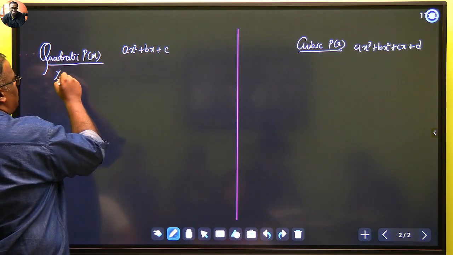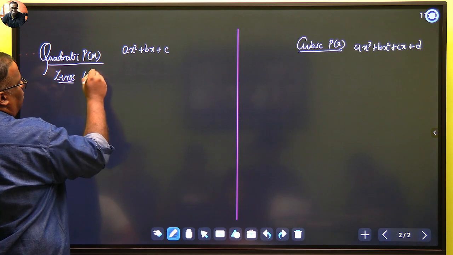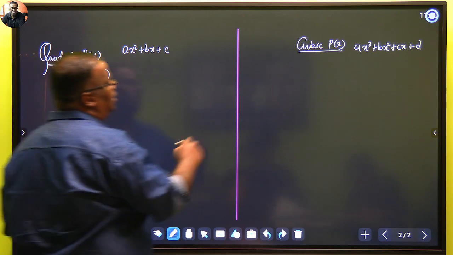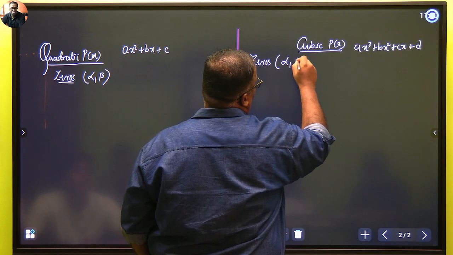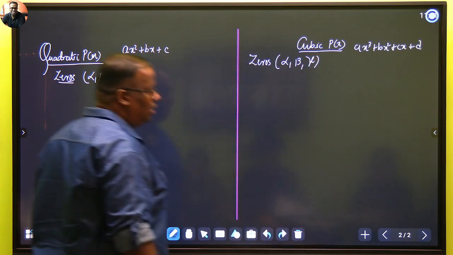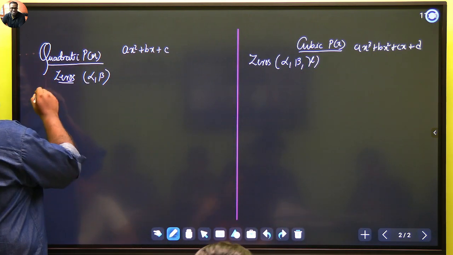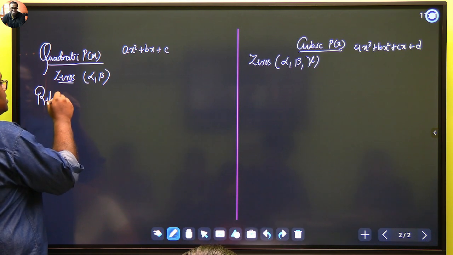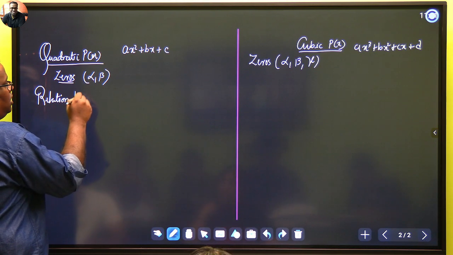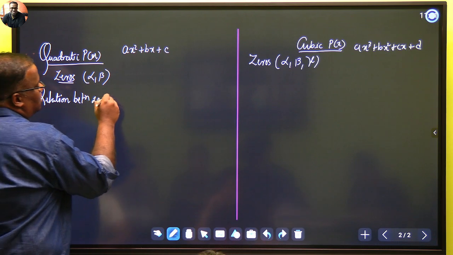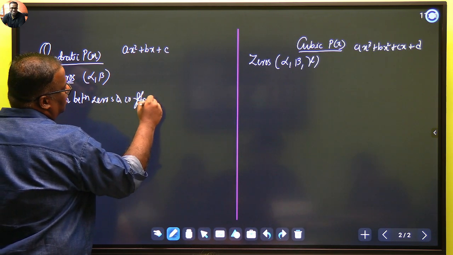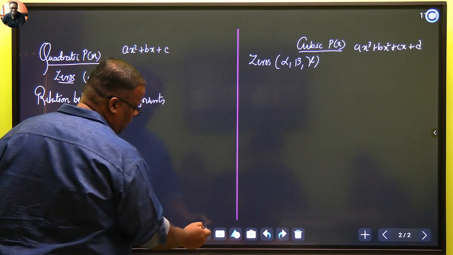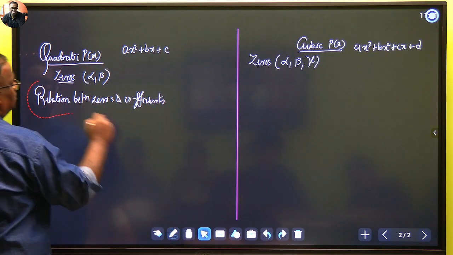The zeros of the quadratic, the normal way to write them is alpha and beta, and the zeros of the cubic we will write as alpha, beta, gamma. Okay, now relation between zeros and coefficients.